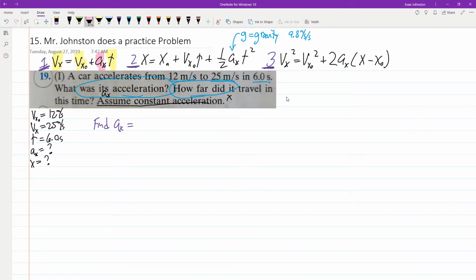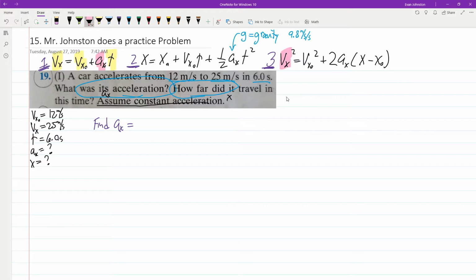So right off the bat, I would say probably use equation one, in all honesty, because it has the three things we know, one thing we don't know. Since we do not know x here, if I use this equation, I don't know x, and I don't know a. Well, I have two unknowns. I couldn't solve this, okay? Let's look at the other one.